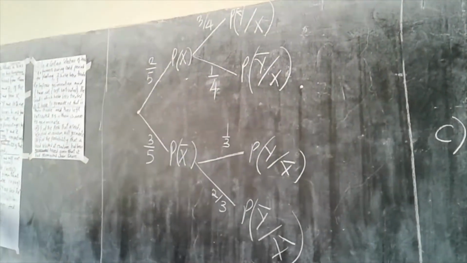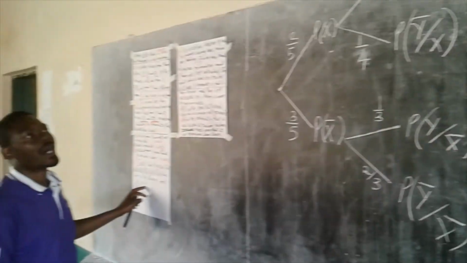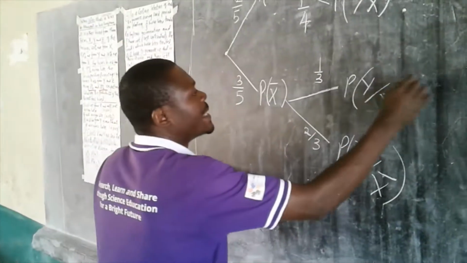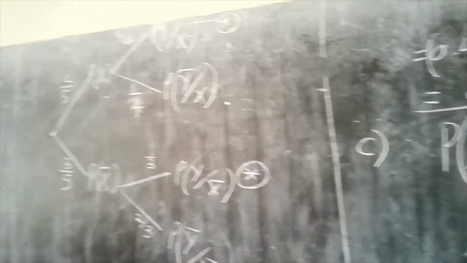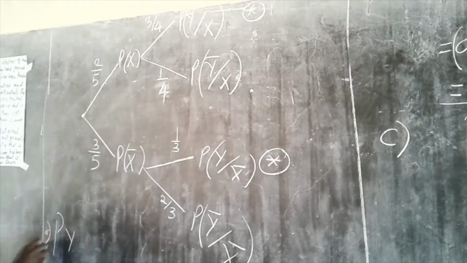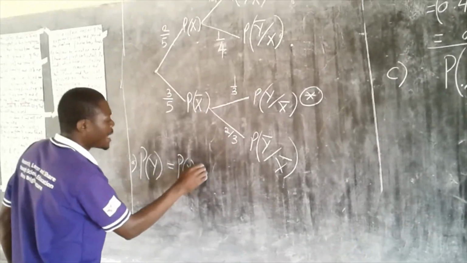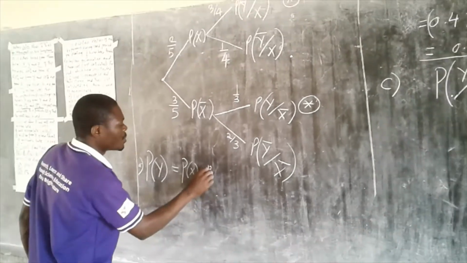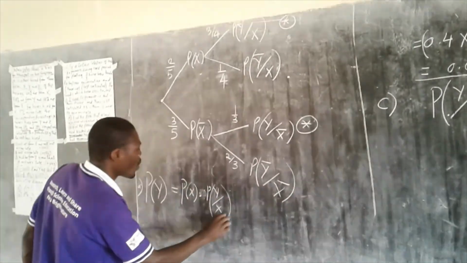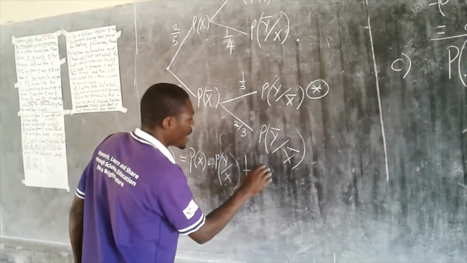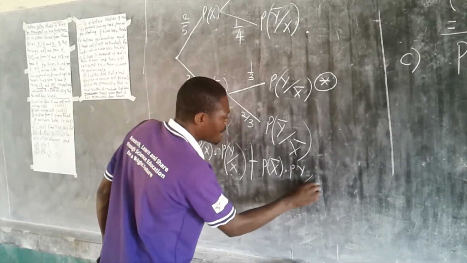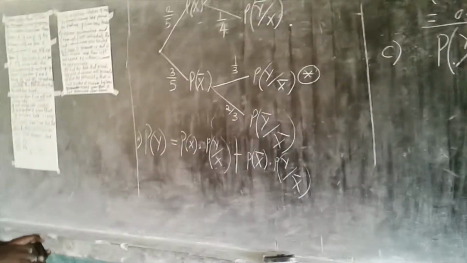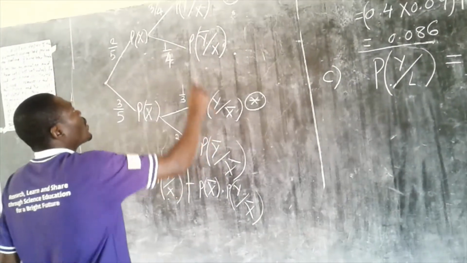Then you go to the question that says using a tree diagram, find probability of Y. Where are you finding Y? Either here or here. So probability of Y is having probability of X times probability of Y given X, or probability of X bar times probability of Y given X bar. This will give us probability of Y, because it is either here or here.